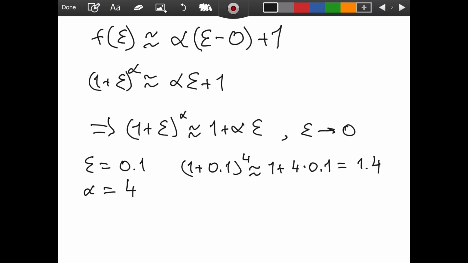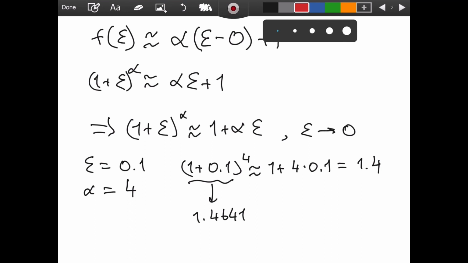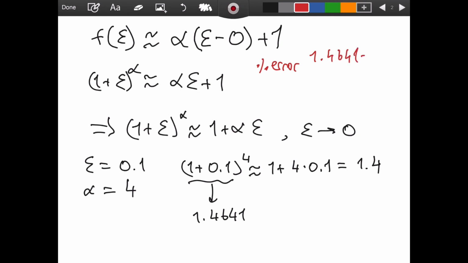And let's check the actual value. And it turns out this is actually equal to 1.4641. So as you can see, it is very close. You can check the percent error if you want. Percent error, you would have them subtracted from one another, and then you divide by the actual result. So let's see what this gives us.